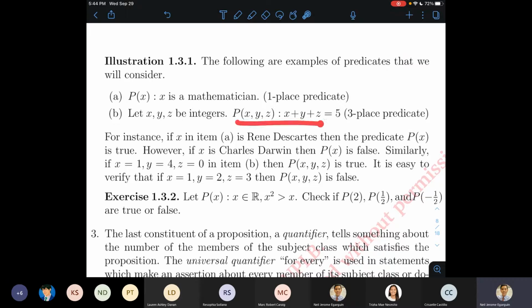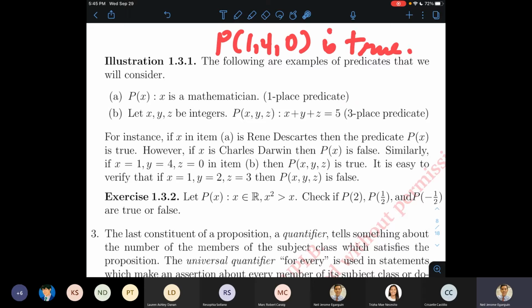So this is a three-place predicate because we have three variables in it, x, y, and z. And then again, you can choose any triple consisting of integers to be your subject. Say we let x be equal to 1, y equals 4, and z equals 0. Okay. And then when you plug that into P, we'll get 1 plus 4 plus 0, that's equal to 5. Then the proposition P of 1, 4, 0 is true, right? But then again, the values of the variable did not make the predicate true. Kasi pwede rin naman na ang triple kung gamitan ay 1, 2, 3. Kasi yung 1, 2, 3 ay triple din ng integers.